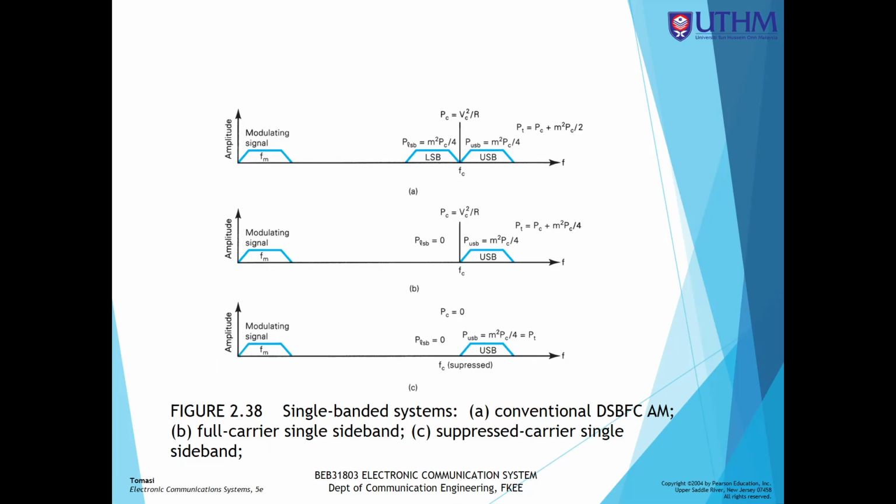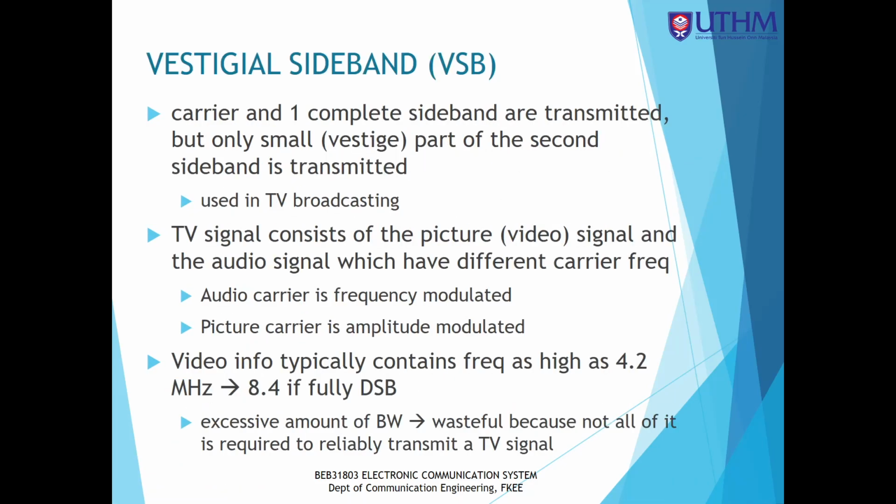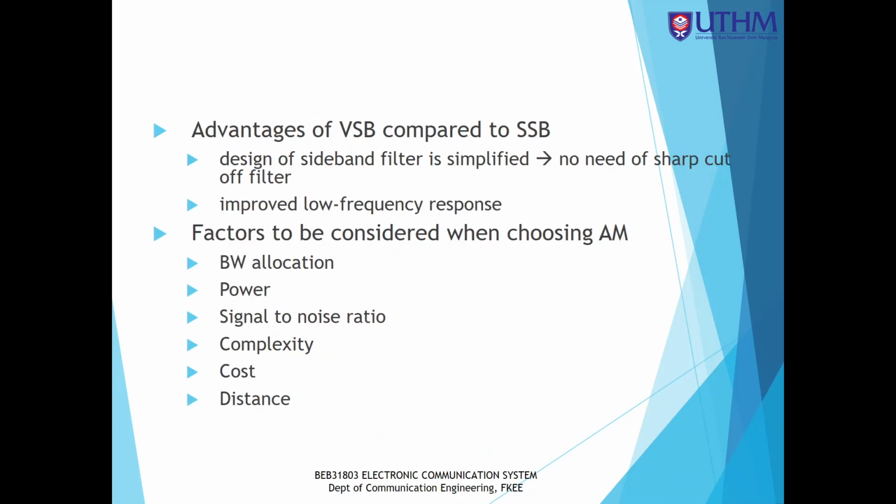So I go back to one slide here. This one: the advantage of vestigial sideband compared to single sideband. In terms of the sideband filter, the design of the sideband filter is simplified. No need to have a sharp cut-off filter. For a sharp cut-off filter, we need a more complex circuit design. What is a sharp cut-off filter?